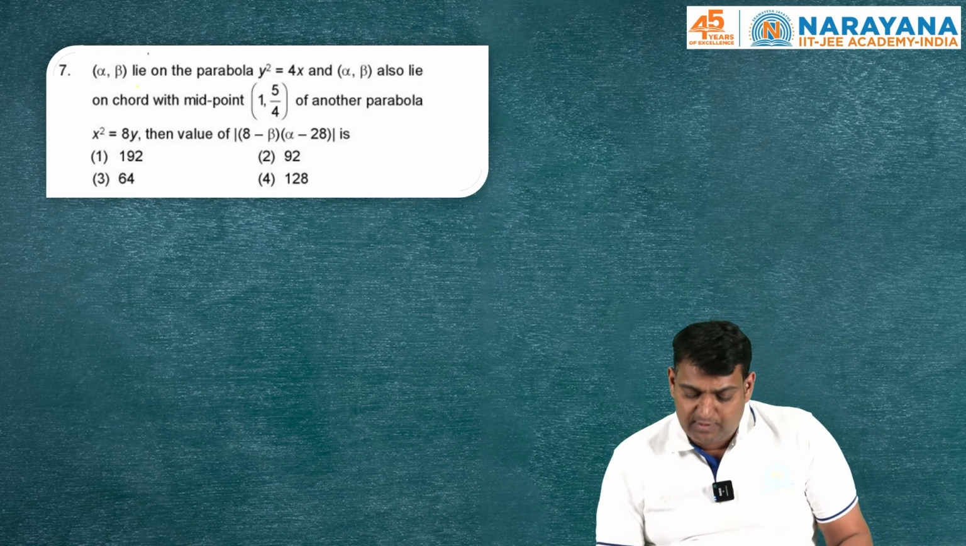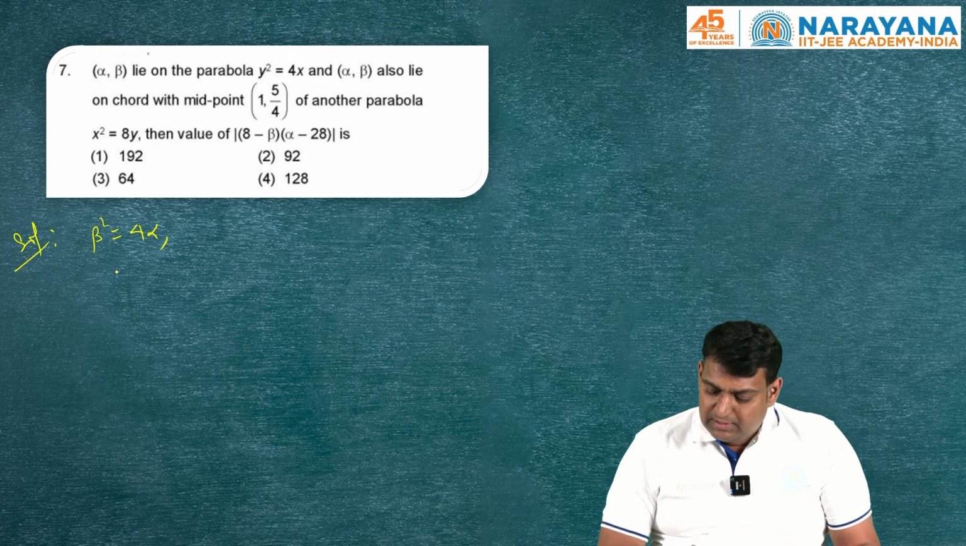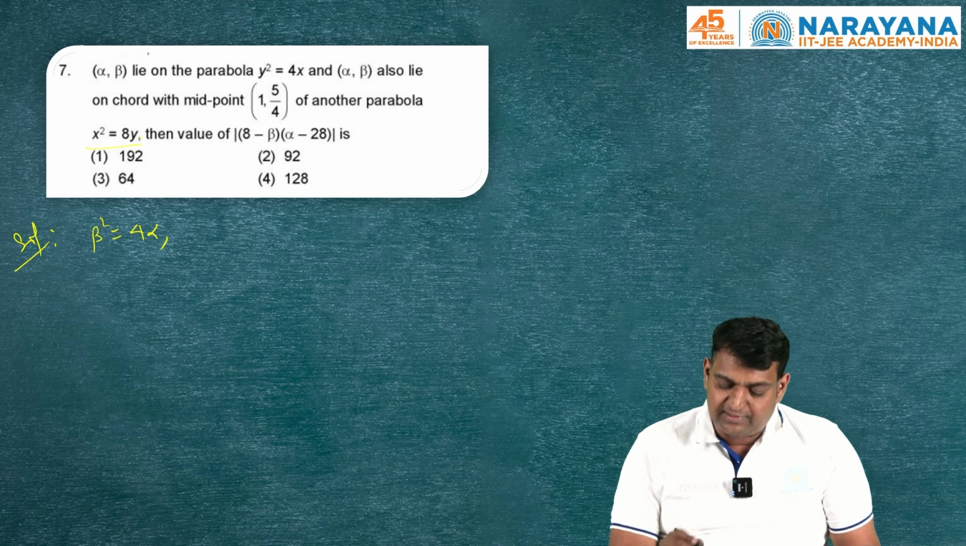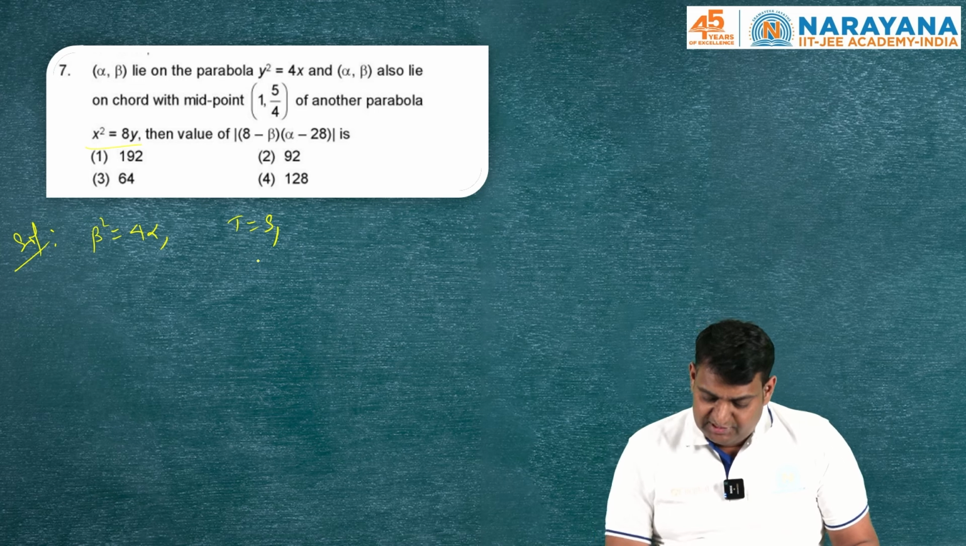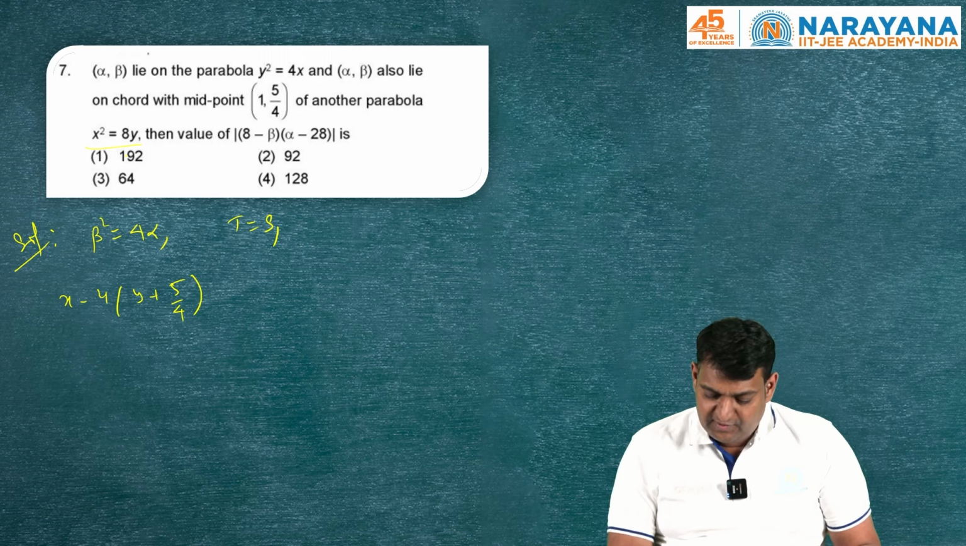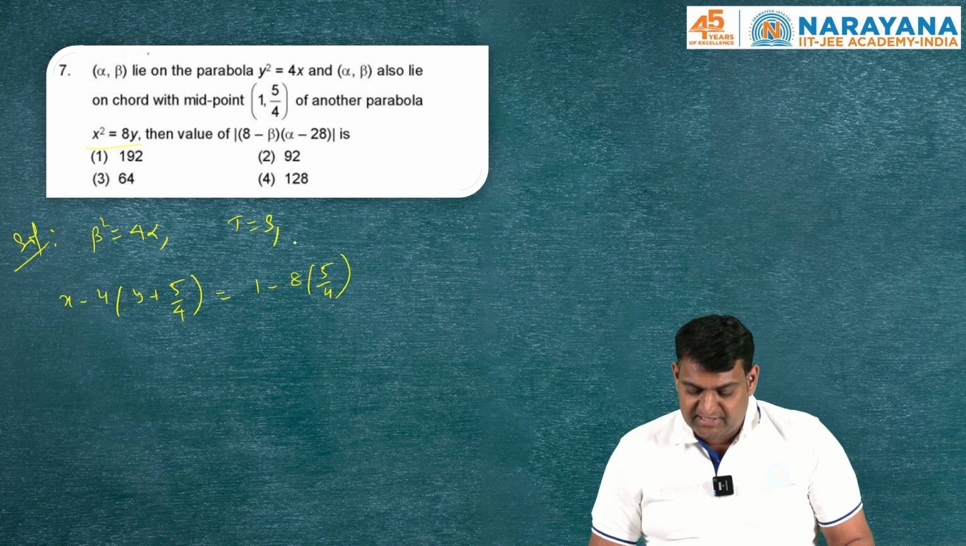Okay, what he said: (alpha, beta) lies on the parabola. So first of all, it means beta square is 4 alpha. And (alpha, beta) also lies on a chord with midpoint (1, 4) for this one. Now what is the equation of the chord whose midpoint is given? T equal to S1. So come on, tell me, what is T? x minus 4 times of (y plus 5 by 4), x square replaced by xx1, and 2y replaced by y plus 5 by 4, is equal to 1 minus 8 into 5 by 4. S1 means substitute the point in the equation, 1 minus 8 into 5 by 4.